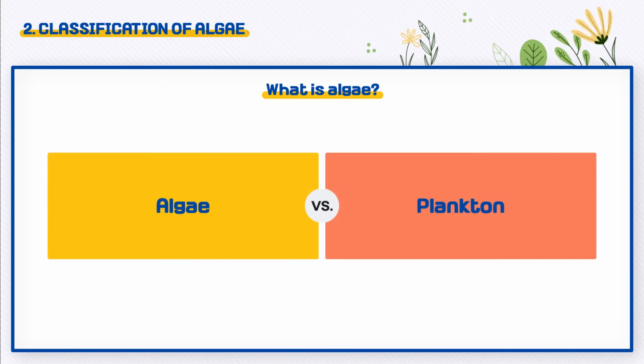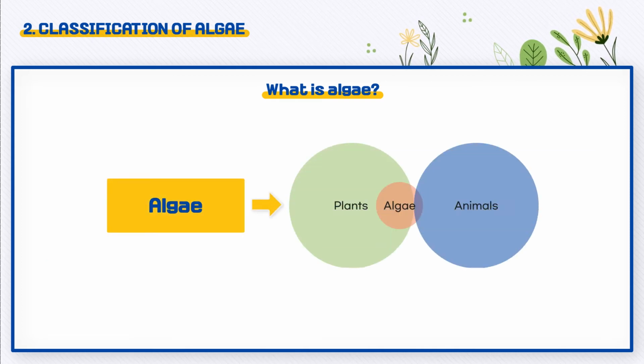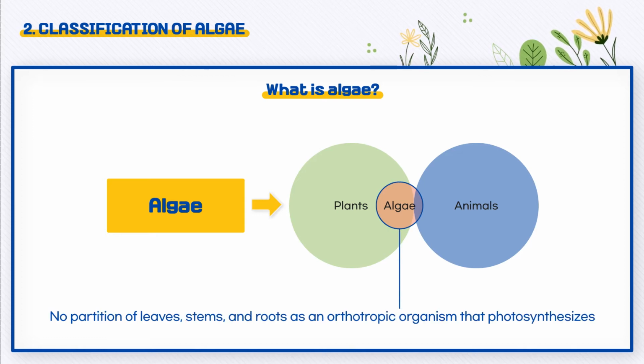Now let's discuss the classification of algae. Before we take a closer look, let's distinguish the differences and similarities of algae and plankton. For example, how do algae and plankton differ? Or do they refer to the same thing? Algae is a plant in the categories of plants and animals. Algae is an autotrophic organism that photosynthesizes and doesn't have any partitions of leaves, stems, or roots.